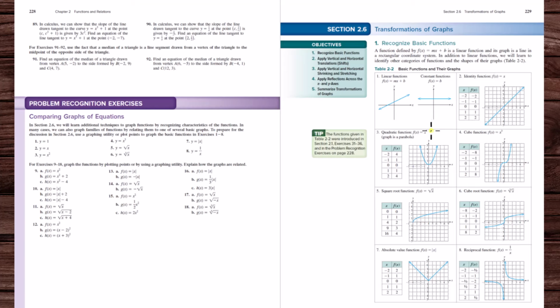f of x is equal to x, f of x is equal to x squared, x cubed, square root of x, cube root of x, absolute value of x, etc. And the idea is that every basic function has a graph. They give the basic function here and a corresponding graph. And what we're going to learn in section 2.6 is that you can take a basic function and apply modifications to that basic function that do predictable things to the corresponding graph.